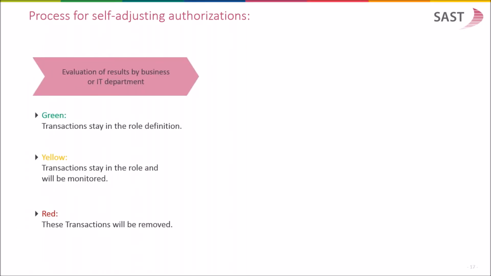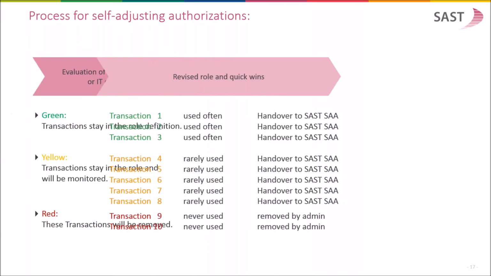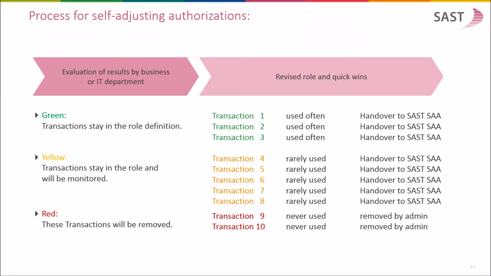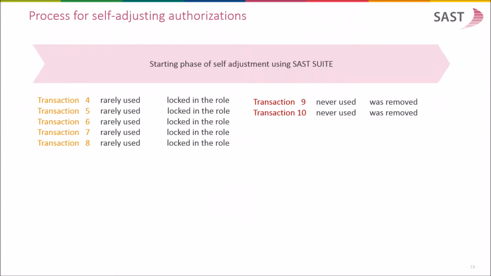So the outcome of this evaluation will be that we have at least green, yellow, and red transactions, and these transactions will be handled differently. So green will stay in the role definition, and the yellow will also be held in the authorization, but will be separately monitored. And this red one, the never used transaction, will be removed by the administrator. All this information will be handed over to a self-adjusting authorization, and in the process, these rarely used transactions are locked in the role for this user. And the transaction never used was removed by the administrator.